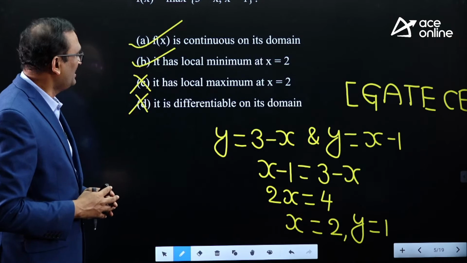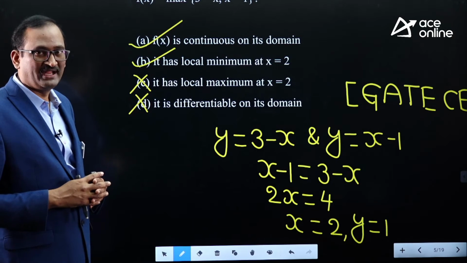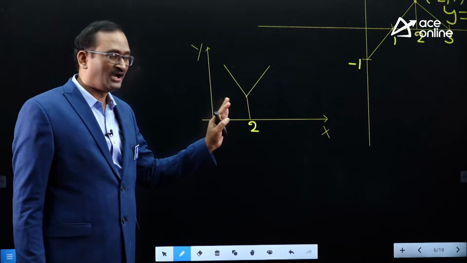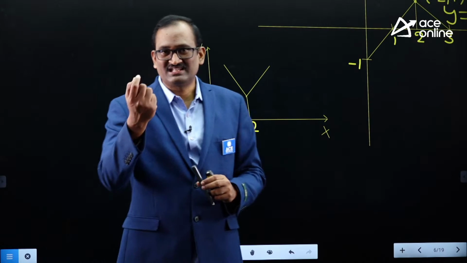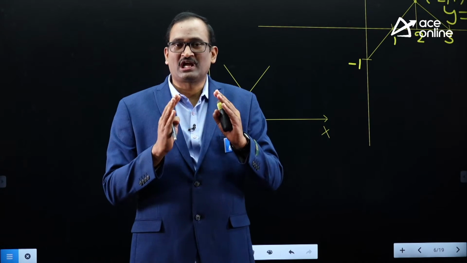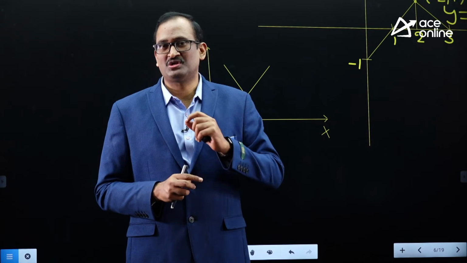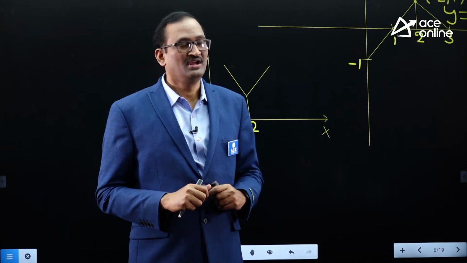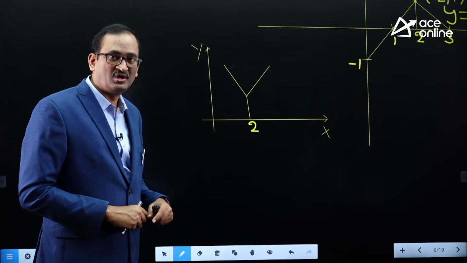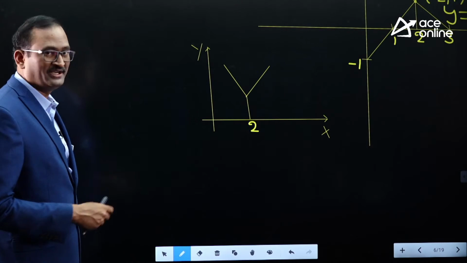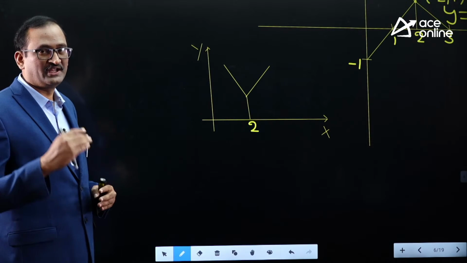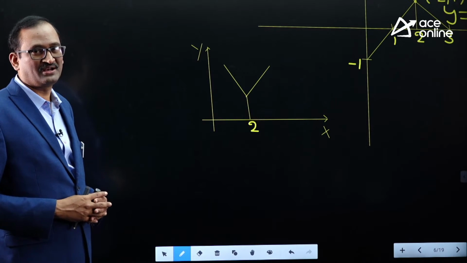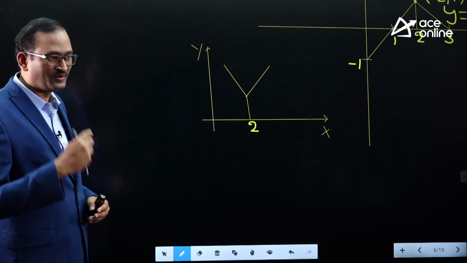What is option D? It is differentiable on its domain. But this is not differentiable on its domain. Any curve that has sharp corners, as we discussed in the concept, at all sharp edges, at all sharp corners, the function will not be differentiable. Therefore, f of x is not differentiable at x equal to 2. Therefore, option D is wrong. Only from the diagram we get the complete picture about all options. If you want, you can define the function, but it is not required.